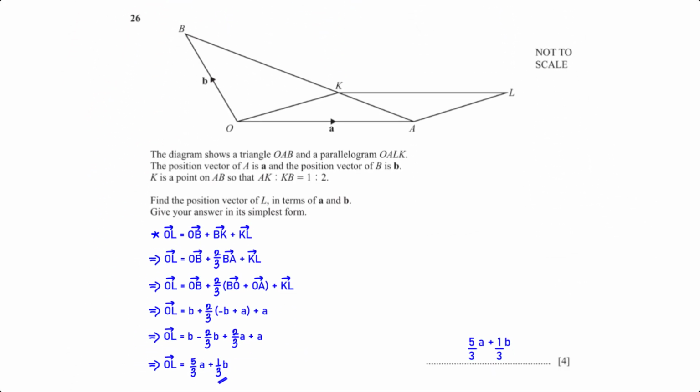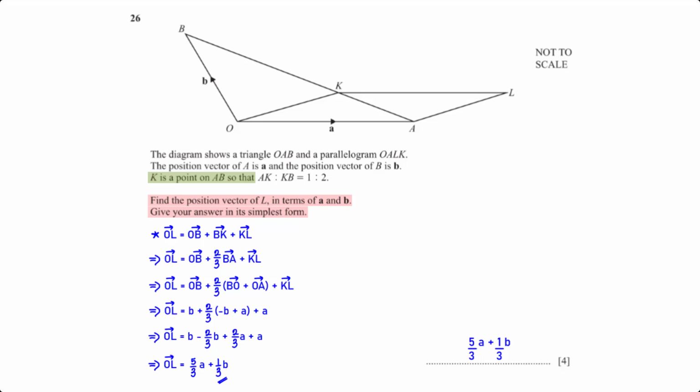The diagram shows a triangle OAB and a parallelogram OALK. The position vector of A is a and the position vector of B is b. K is a point on AB so that AK is to KB equals 1 is to 2. Find the position vector of L in terms of a and b. Give your answer in its simplest form.